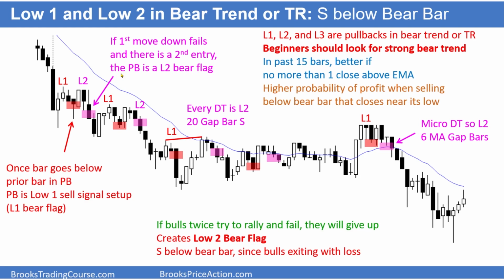This is from Al Brooks's website. This is free, go ahead and check it out. So he calls them low twos. Again, don't get confused about the terminology. If the first move down fails and there's a second entry, the pullback is just a low 2 bear flag. In retrospect, it also is just a bear flag or a bull flag. So here's the low 1, pullback, low 2. Enter on the low 2, 1 tick below our signal bar, stop loss 1 tick above.